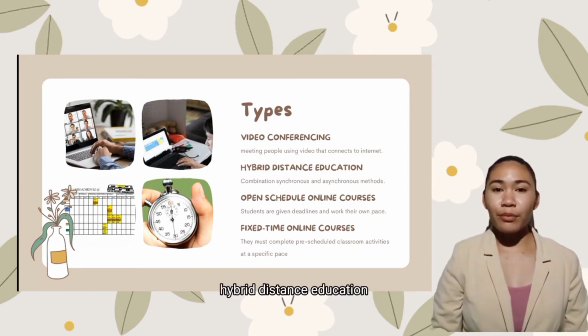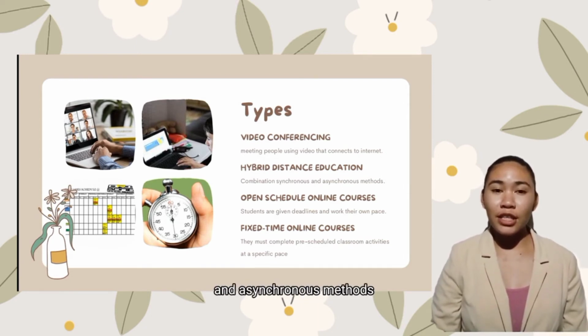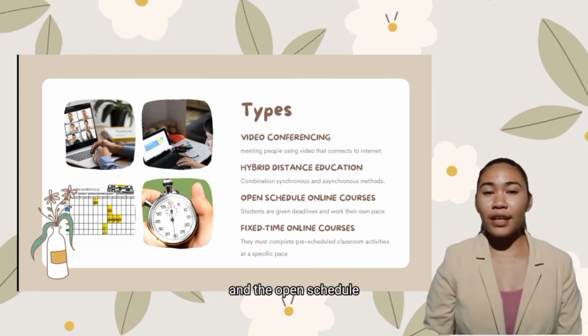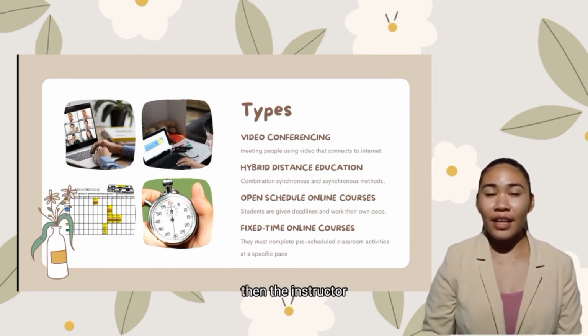The next is hybrid distance education. Hybrid distance education combines synchronous and asynchronous methods. Students receive deadlines to complete assignments and exams. Then, they work at their own pace. They submit assignments through online forums. They maintain contact with their instructor. Yet, they work at their own pace. As students progress, they gain access to new modules. And the open schedule online courses: students are given a set of deadlines, then the instructor sets them free to work at their own pace.